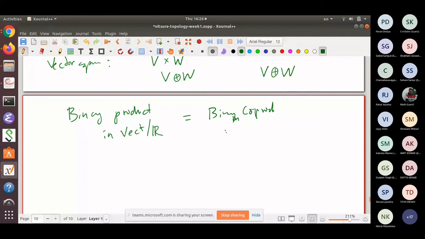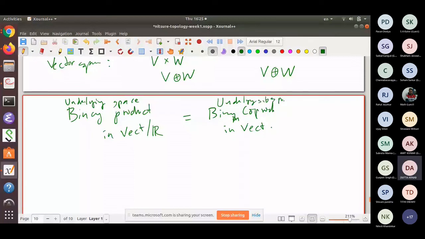This is the underlying vector space. Hello, sir. Yeah. So these vector spaces are finite dimensional, no? No, they need not be. Okay.